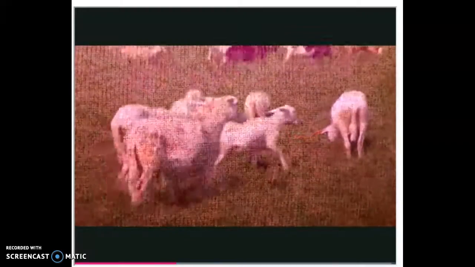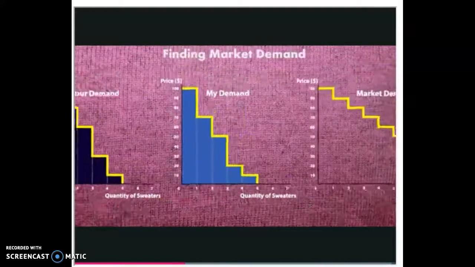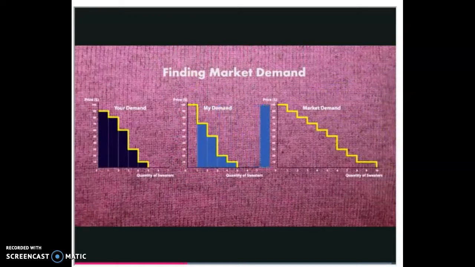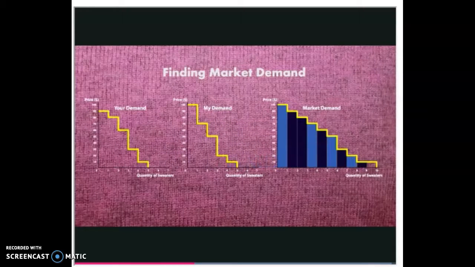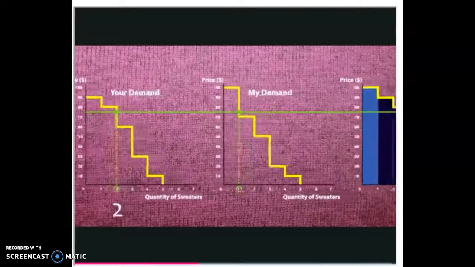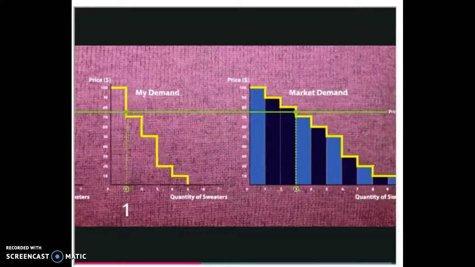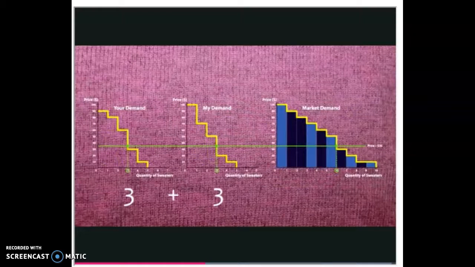Markets generally have many consumers. Suppose for simplicity that you and I are the only consumers in a very small sweater market. We've seen your demand. Here's mine. The market demand is a combination of your demand and mine. The quantity demanded at each price is found by adding the quantity you would demand to the quantity I would demand at each price. For example, at a price of $75, you would demand 2 and I would demand 1, so the quantity demanded in the market is 3. At a price of $35, you would demand 3 and I would demand 3, so the quantity demanded is 6.